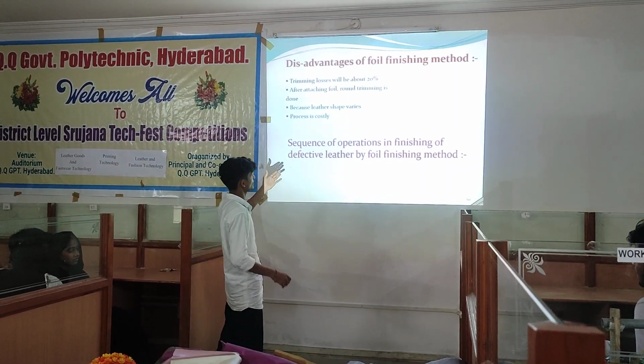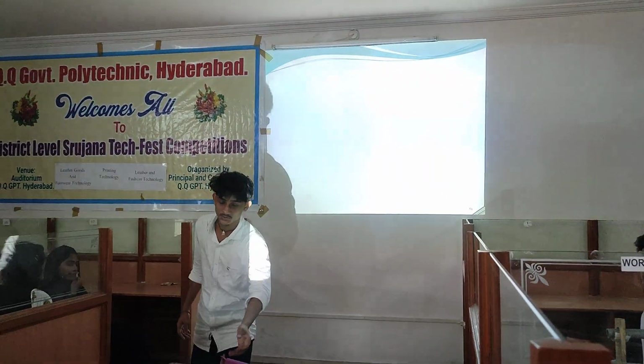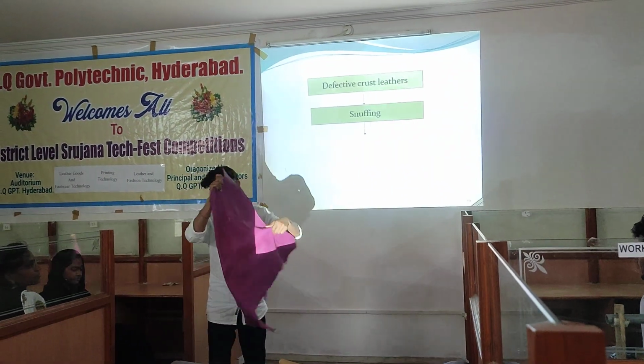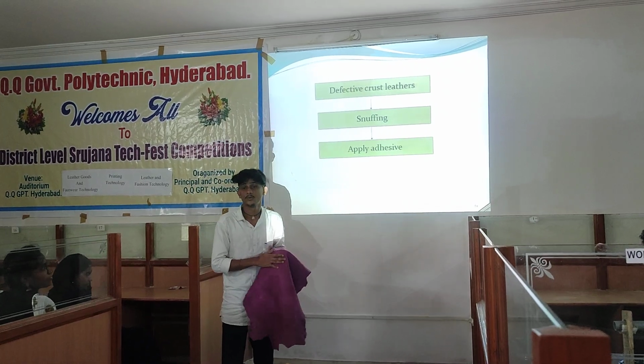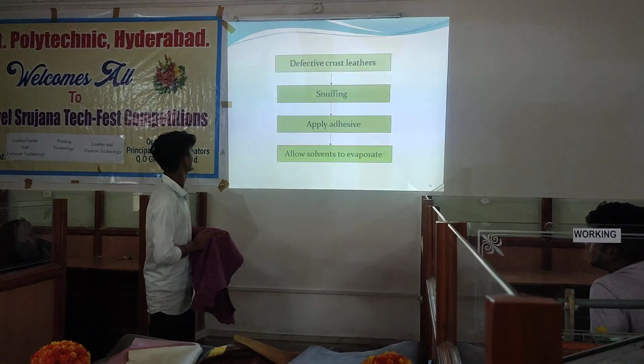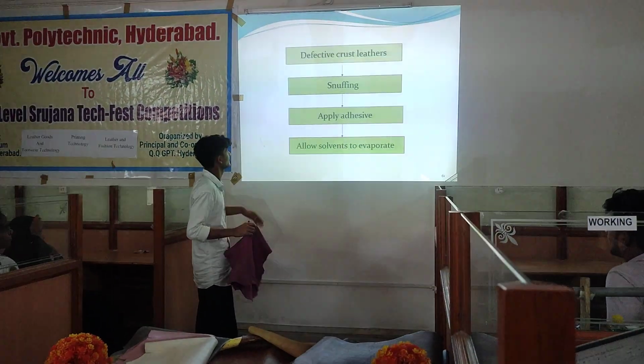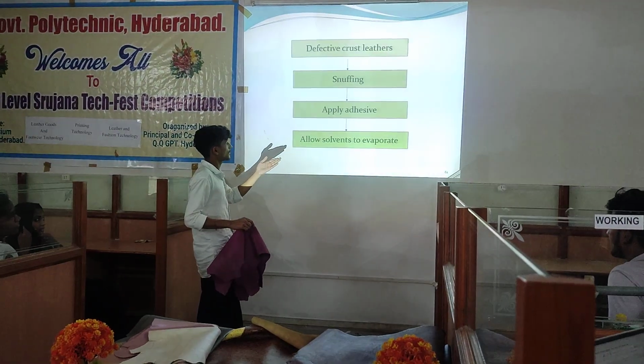Here you can see the sequence of operations in finishing of defective leather by the foil finishing method. Previously I showed this defective crushed leather. By this we can change this defective crushed leather into foil finished leather. Here we can see the sequence: defective crushed leather, buffing, apply adhesive, allow solvents to evaporate.